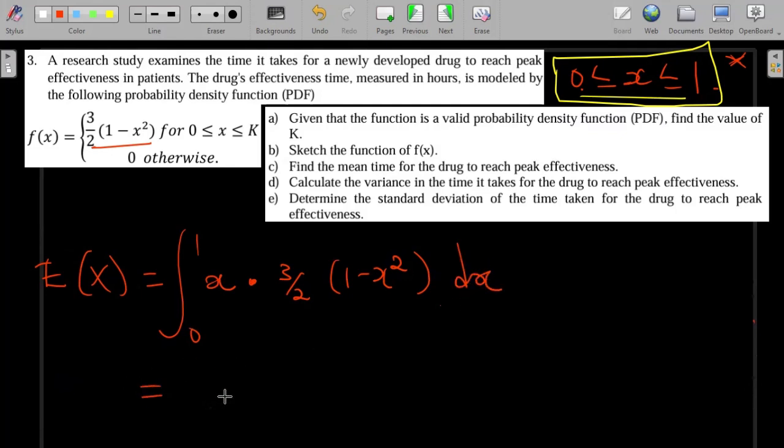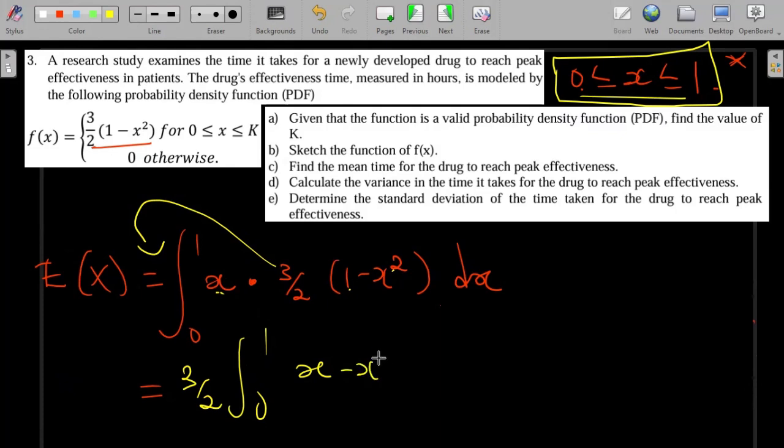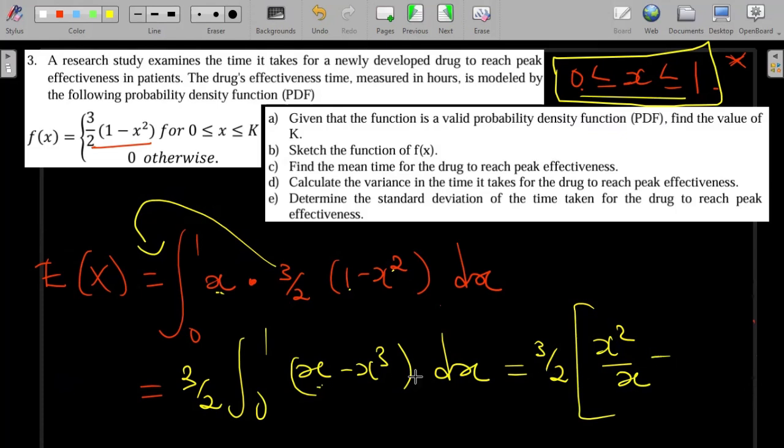Here I can take this 3 over 2 outside. So it'll be 3 over 2, the integral from 0 to 1, then x multiplied by 1, x multiplied by x squared, minus x to the power 3, and then dx. So this is going to be equal to 3 over 2, and then I can integrate this. If I integrate x, I get x squared over 2, minus, if I integrate x to the power 3, I get x to the power 4 over 4, and then the limits are 0 to 1.